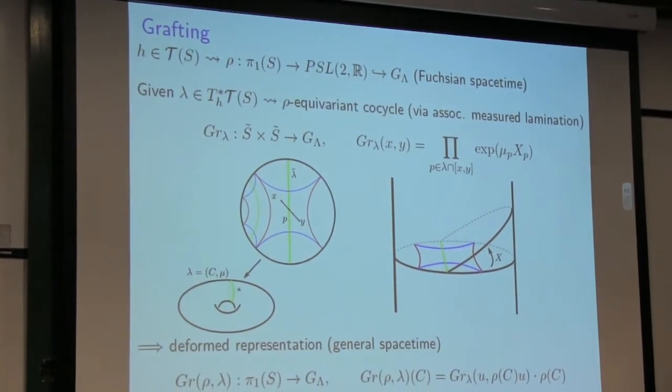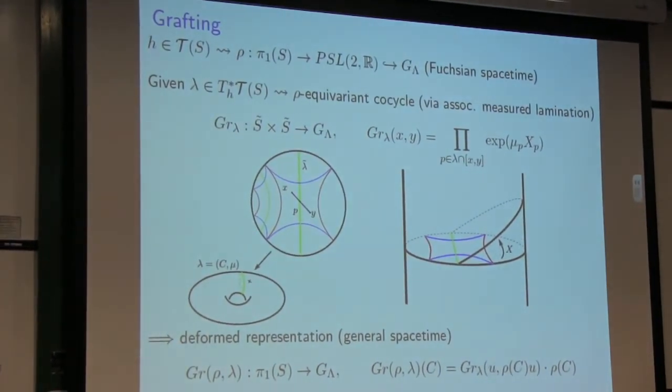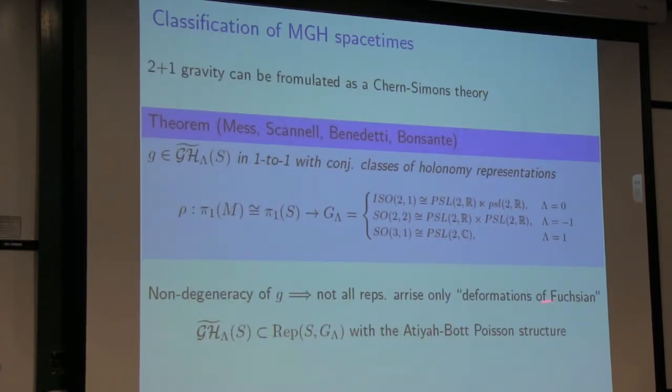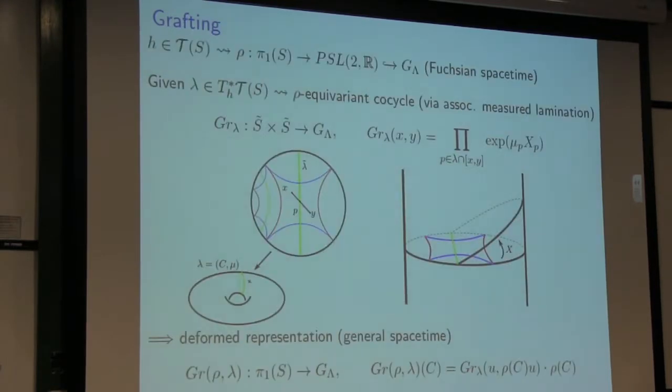So I want to describe a little bit this deformation, but perhaps this is a bit complicated, but I'll try to go fast through it. But these deformations are defined via the process of grafting. These are deformations of Fuchsian representations that define the general holonomy of a space-time. Yeah, so we start with a Fuchsian holonomy, with a hyperbolic surface if you want, and we deform it in a certain way inside a bigger space.